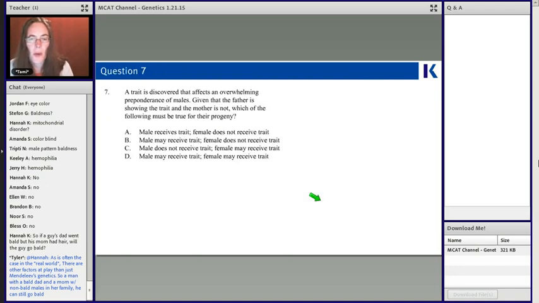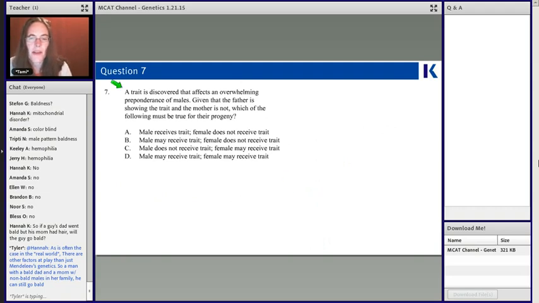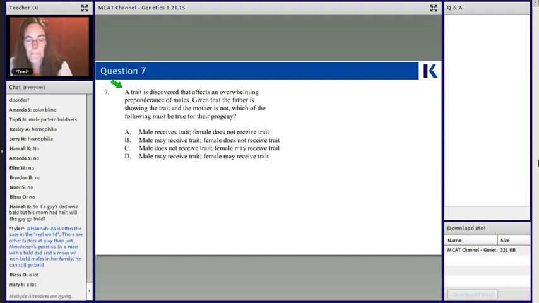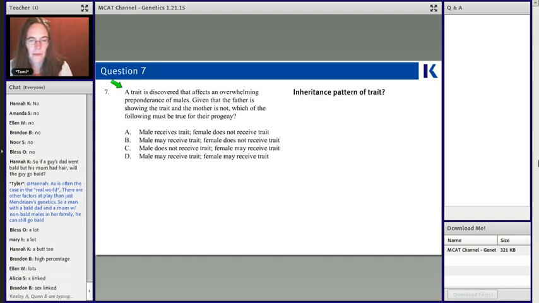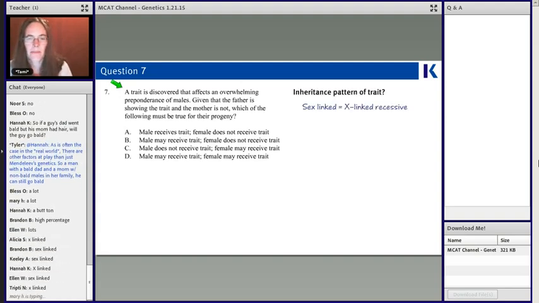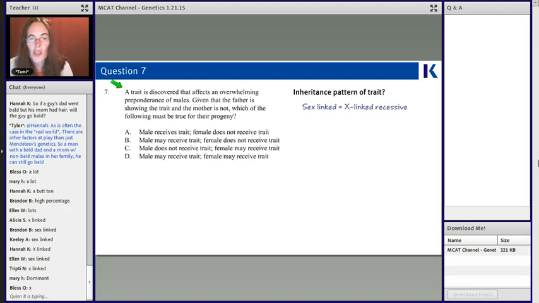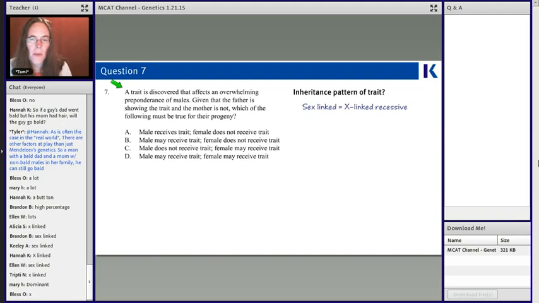All right, let's go through a quick question here. A trait is discovered that affects an overwhelming preponderance of males. What does it mean if I say overwhelming preponderance of males? What does that mean? A lot, a ton, a high percentage, which means it is what type of inheritance pattern? X-linked recessive. Perfect. Given that the father is showing the trait, dad is bald, and the mother is not, which of the following must be true for their progeny?